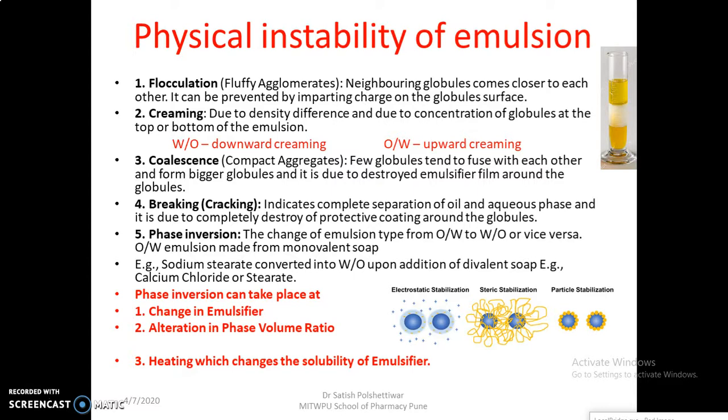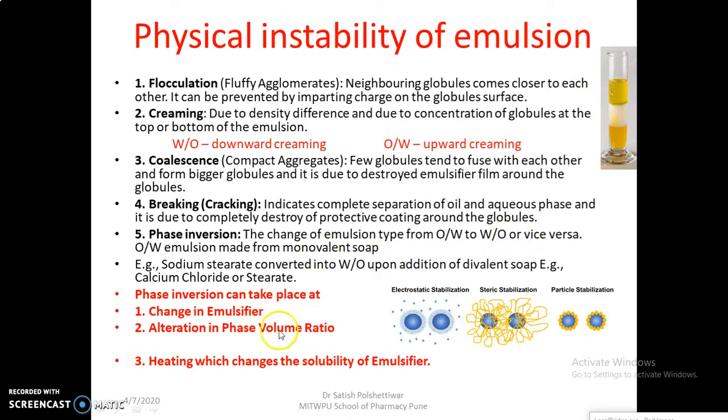In case of coalescence, compact aggregates form, and a few globules tend to fuse with each other or form bigger globules, due to a destroyed emulsifier film around the globule. Because of that this problem may arise. Breaking, or cracking, may occur and indicates the complete separation of oil and aqueous phase like this. This is called breaking, due to completely destroyed protective coating around the globules. If the protective coating is destroyed, then it will form this kind of problem.